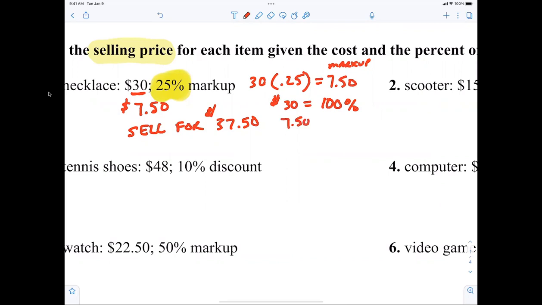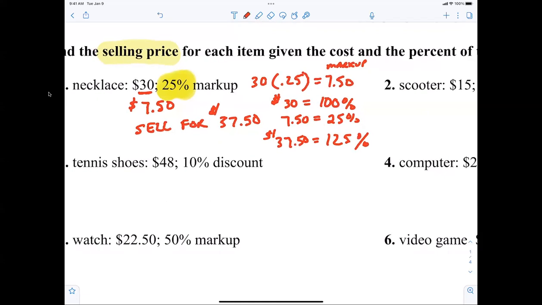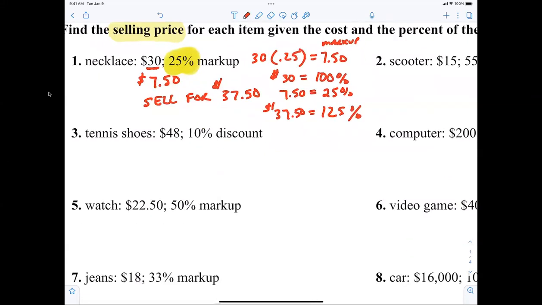$7.50 represents what percent? 25%. You sold it at 125% of its value. And 125% is what? $37.50. So everybody with me on that? Now, can someone tell me what decimal 125% is? 1.25. Thank you, sir.